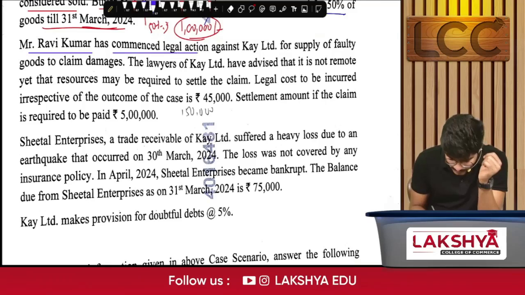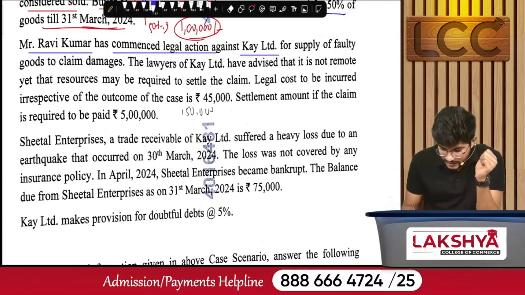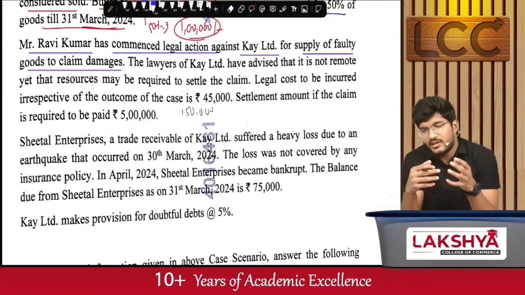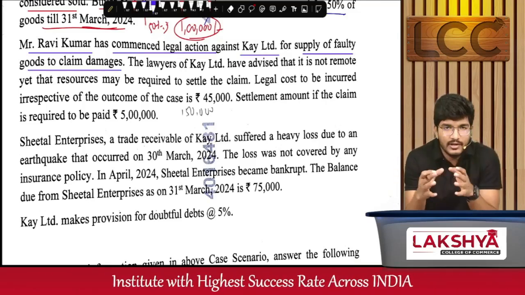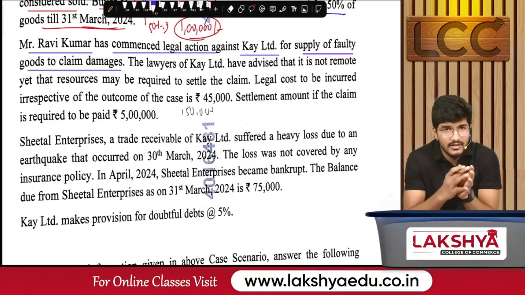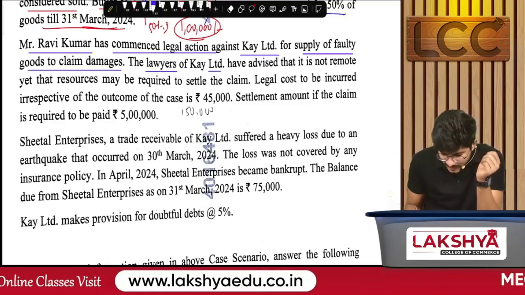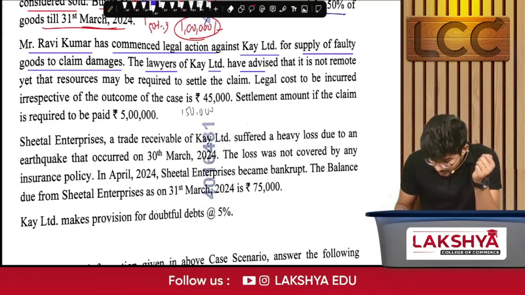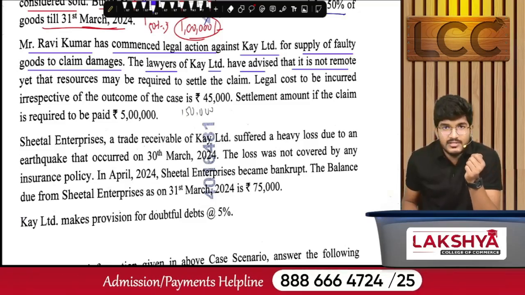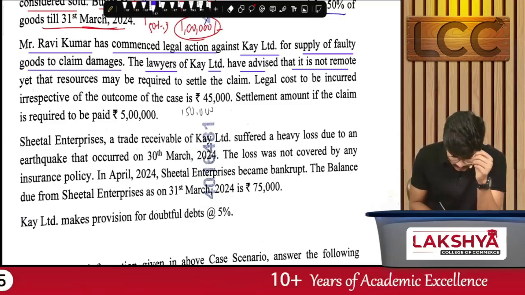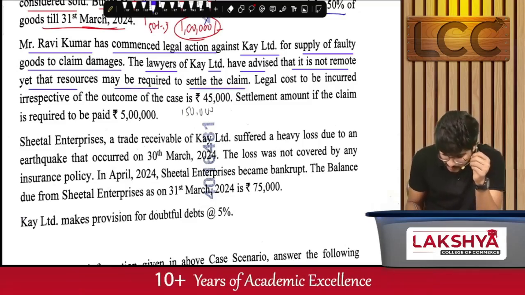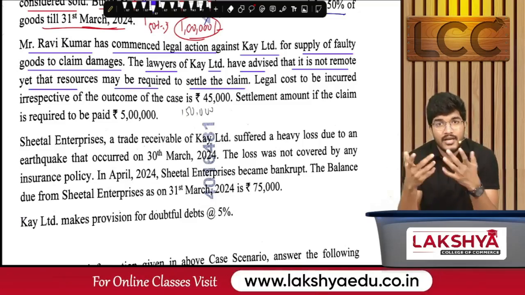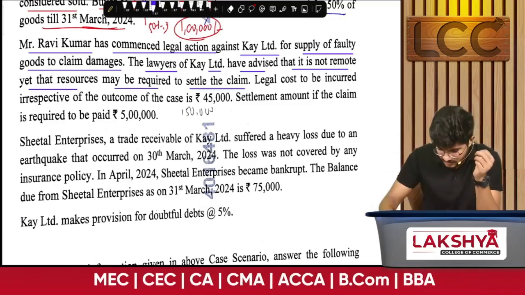Mr. Ravi Kumar has commenced a legal action against K Limited for supply of faulty goods to claim damages. So as a result of delivering the faulty goods, the customer filed a case against the company. The lawyers of K Limited, that means our lawyers, have advised that it is not remote. That means there are chances that a resource outflow may be required to settle the claim. That means there will be some chances for a payable, but there is no confirmation.